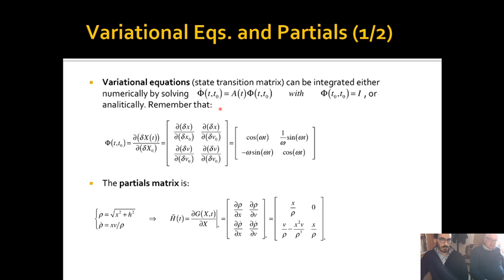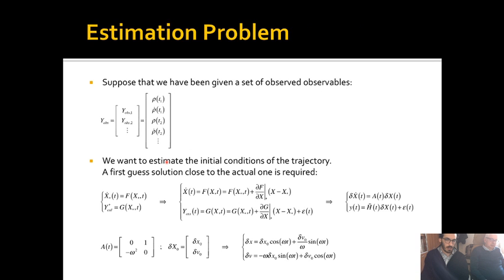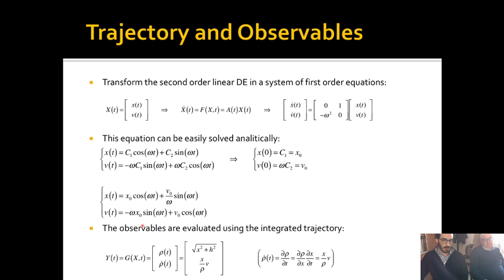In general, the state transition matrix can be computed with its own differential equation: phi dot equals A times phi. In this case, we are lucky because we don't need to integrate this equation, since the solution of the state is known. We just have to compute these derivatives because, as you have seen, the solution for the state is analytical. So the derivatives with respect to x0, v0 can be done explicitly.